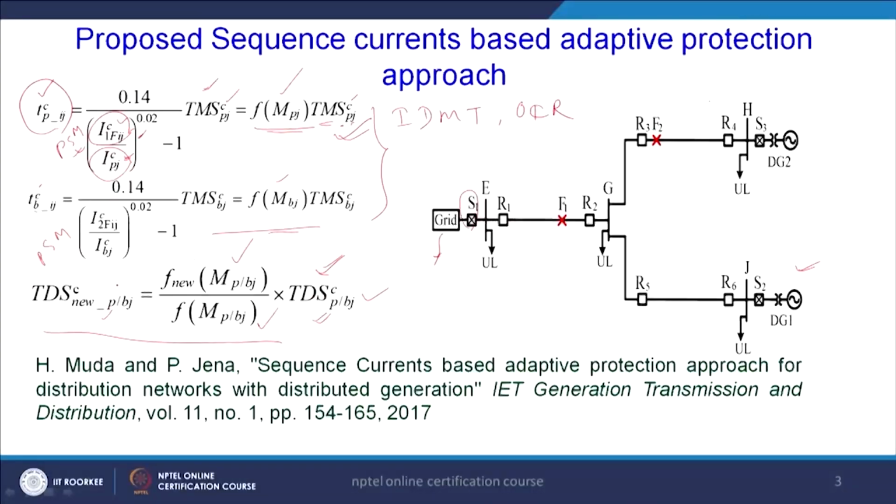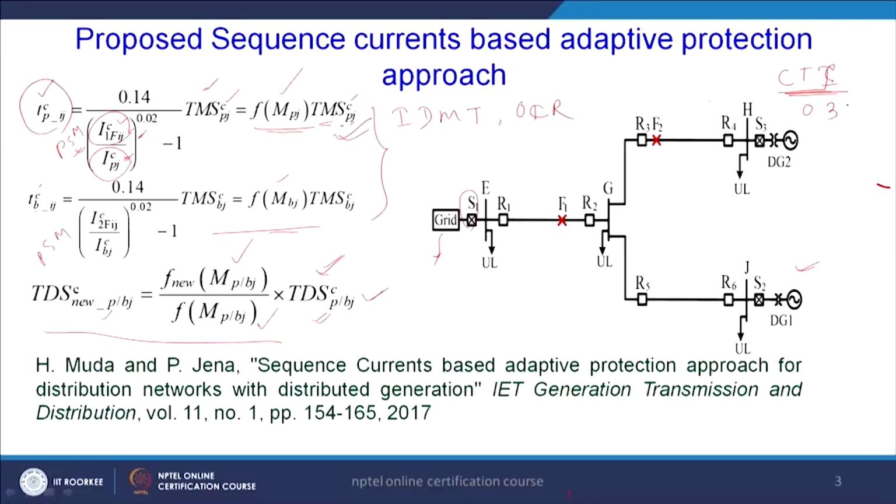Now, for that purpose, we have derived or proposed this new TDS, which will be a function of, of course, the old TDS as well as the ratio of F new to F old. If it is for the primary, the expression is like this, and the same expression holds good for the backup relays. That means, overall, using this changed TDS and changed clock setting, we can always change the time of operation in a proper manner, so that the coordination between the primary and the backup will be maintained as it is.